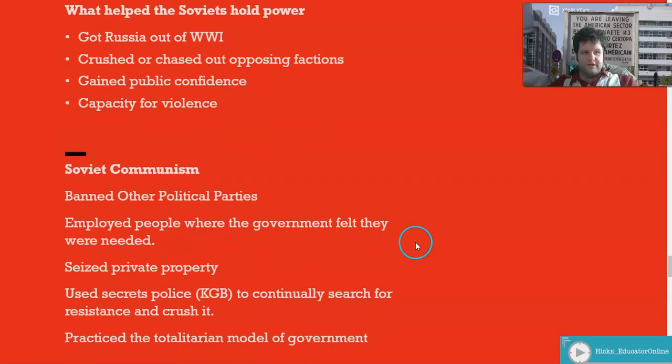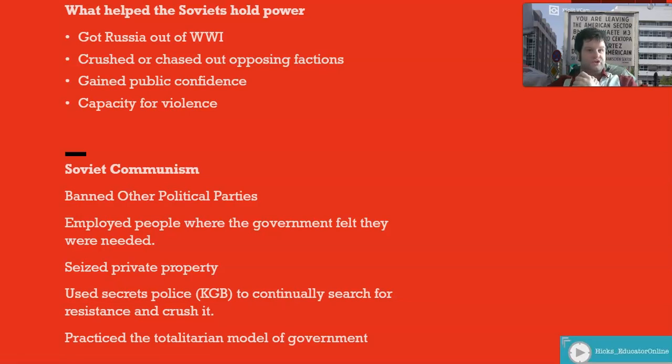One of the things that really helped the Soviets is they were good at consolidating power. Now, when Lenin unexpectedly died, Joseph Stalin came into power, a bit unexpectedly. What really helped him come into power is his capacity for violence.